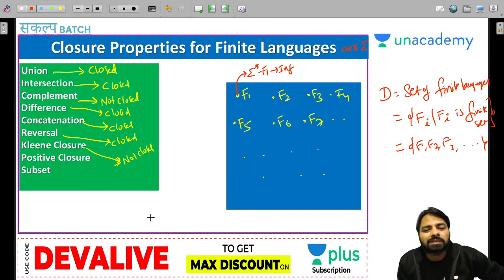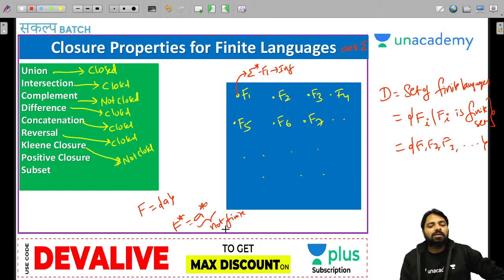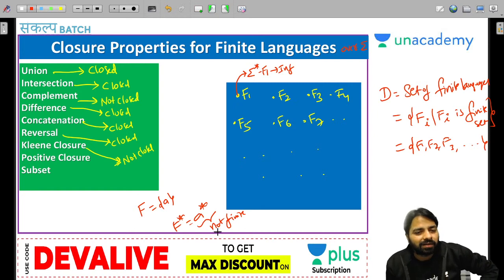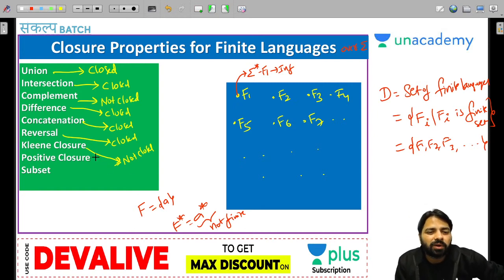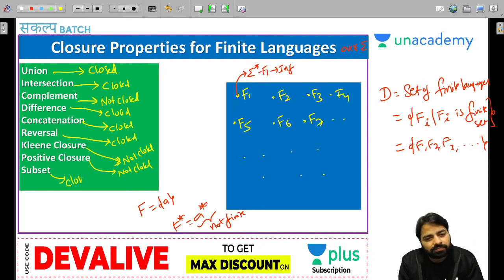For simplicity, take F equal to just {a}. What is F star? a star. It's not finite. This is enough. Why is it not closed? Everybody? Kleene closure is not closed and positive closure is also not closed. And subset of a finite set is always finite, because the subsets will only be finite. So it is closed. Clear?